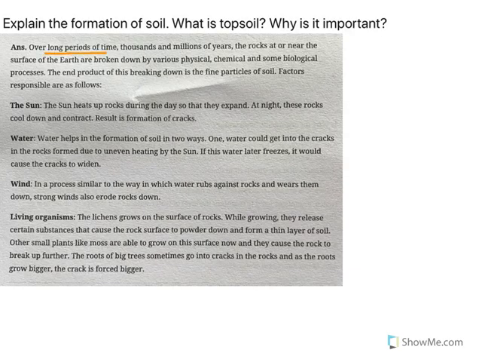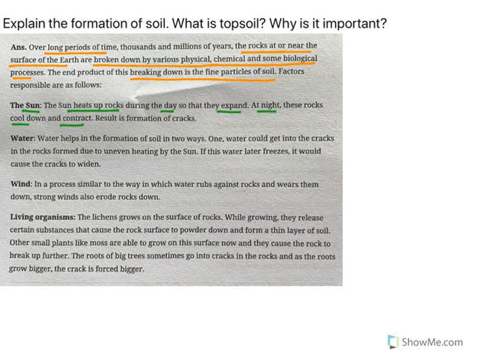Explain soil formation. Here, over long periods of time, thousands and millions of years ago, the rocks near the surface of the earth are broken down by various physical, chemical and biological processes. The end products of this breaking down is fine particles of soil. So the large rocks broke down into smaller particles, and that was soil. Now this breaking down was done by the sun. The sun heats up the rocks during the day, so they expand. At night, these rocks cool down and they contract.